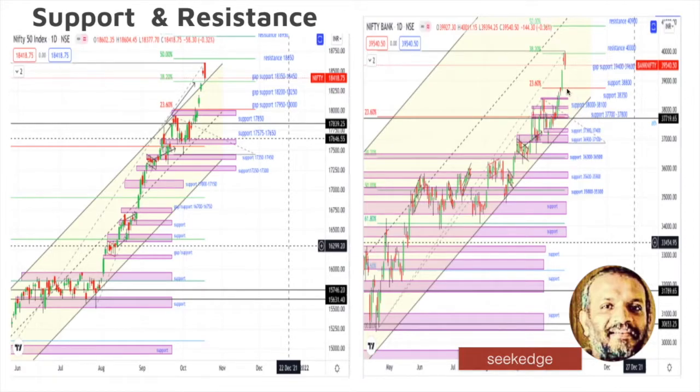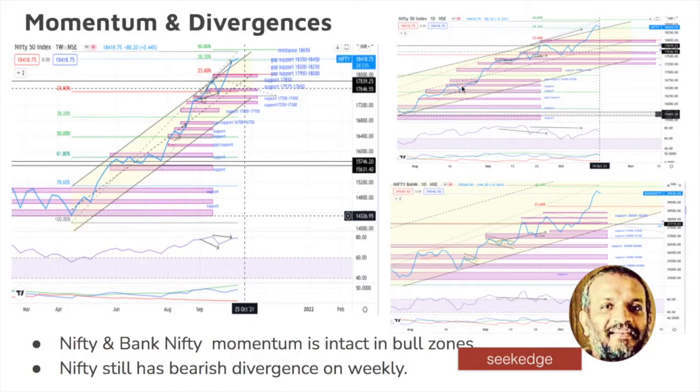Right? These are all Fibonacci extensions and Fibonacci retracements, previous swing lows, previous resistance areas. That's how we have done all this. So the support and resistance for the Nifty and the BANKNIFTY is clear. Momentum divergence remains the same. So its momentum is bullish, intact.